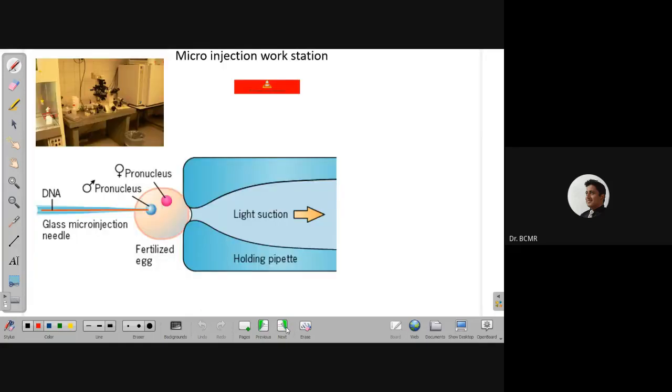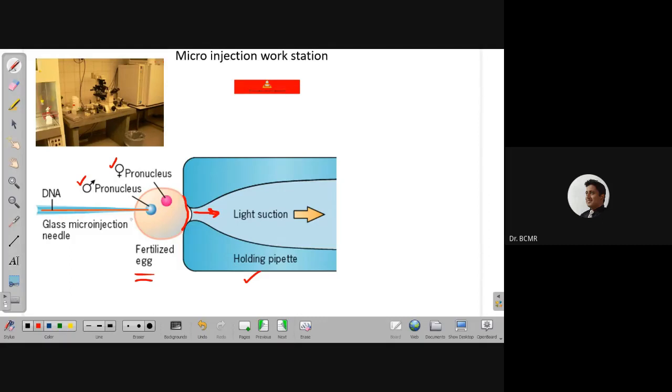Now we are having a look at the first method, where we said direct DNA microinjection. This is the fertilized egg. One is a female pronucleus, the other one is a male pronucleus. The egg is held by a holding pipette through suction. There is a negative pressure, like a vacuum, because of which the egg is held like this. There are numerous videos on YouTube if you are interested to watch. It'll be nice if you can watch, exciting actually.